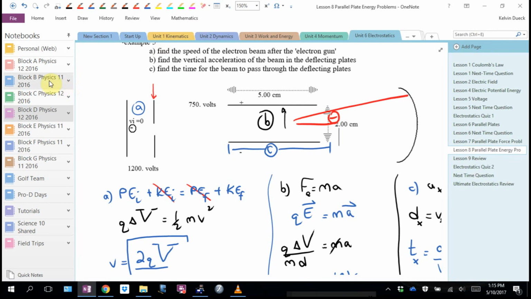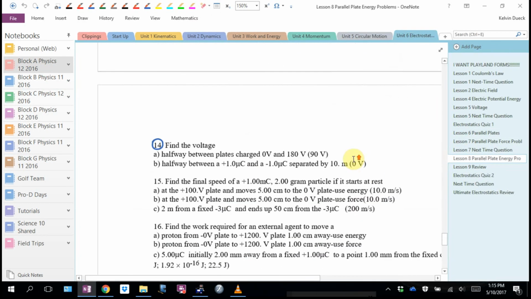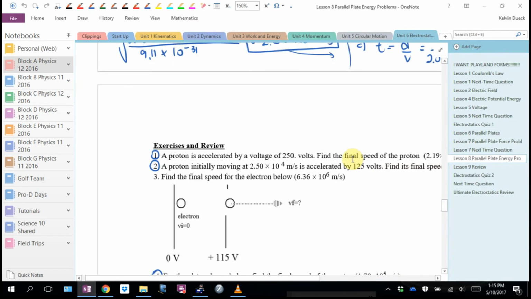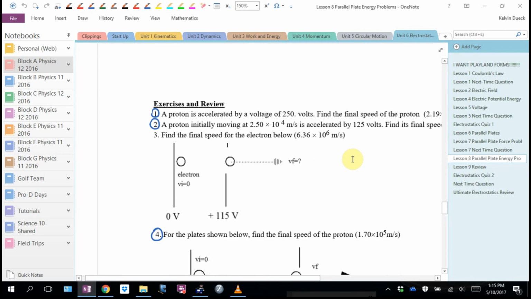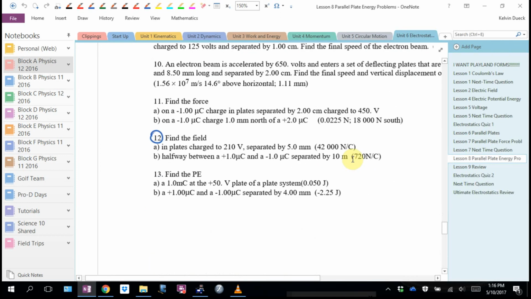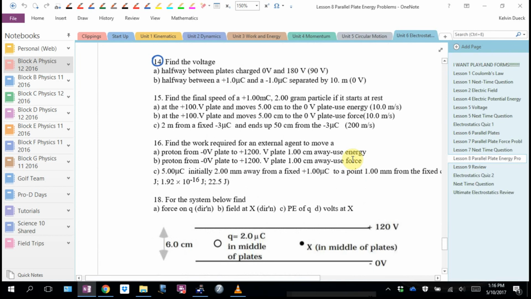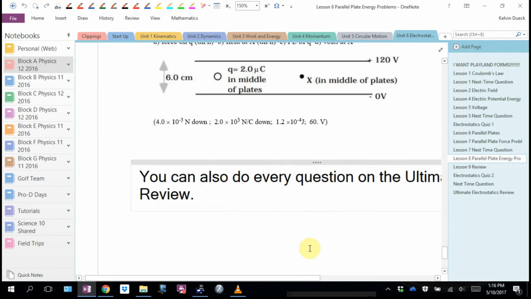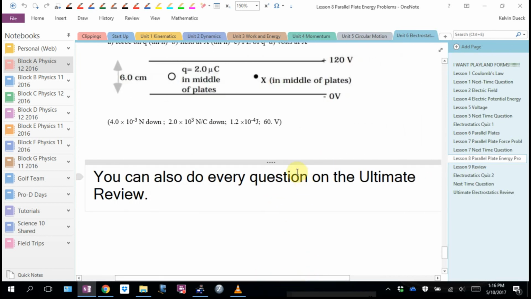What's your homework? Number 1, 2, skip 3, 4, 5, 7, skip 6 since I never included it for some reason. So 1, 3, 4, 5, 7, 12, 14, and you can now do every question on the ultimate review.